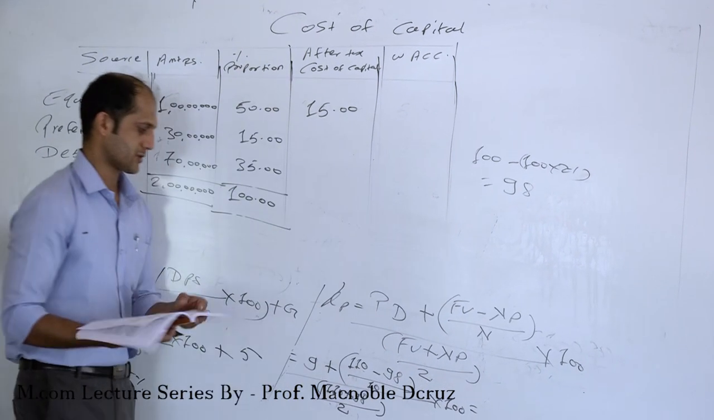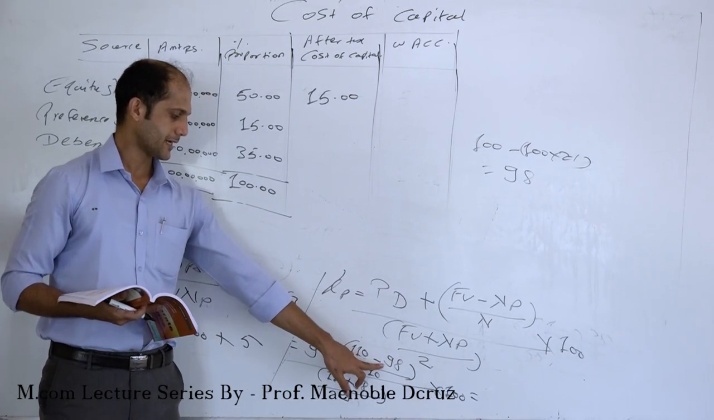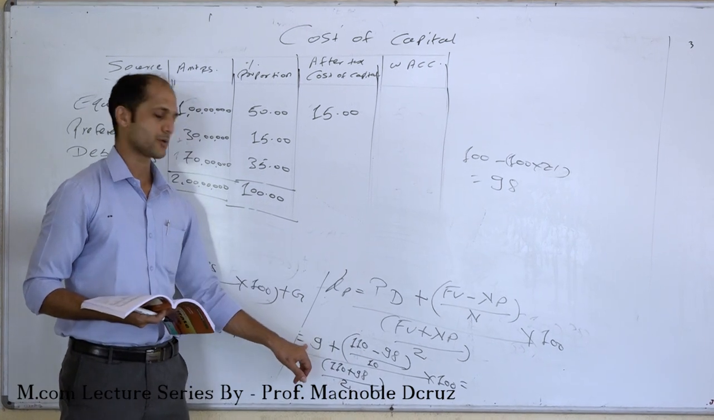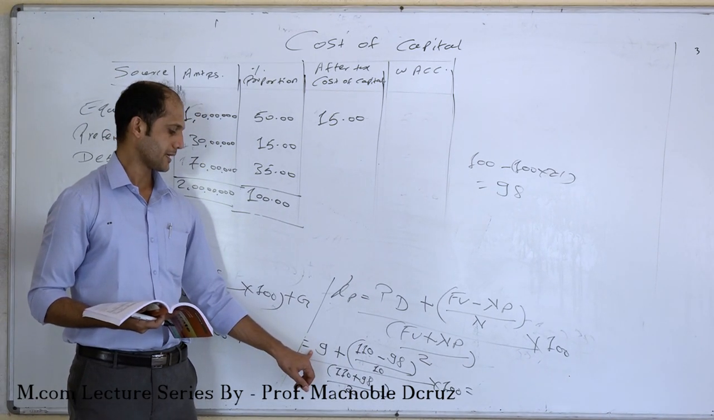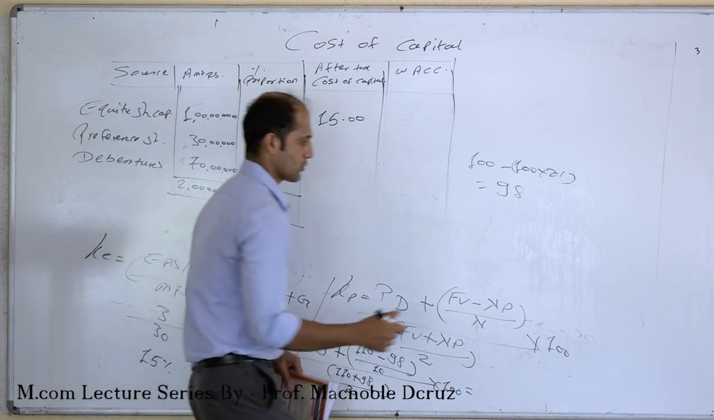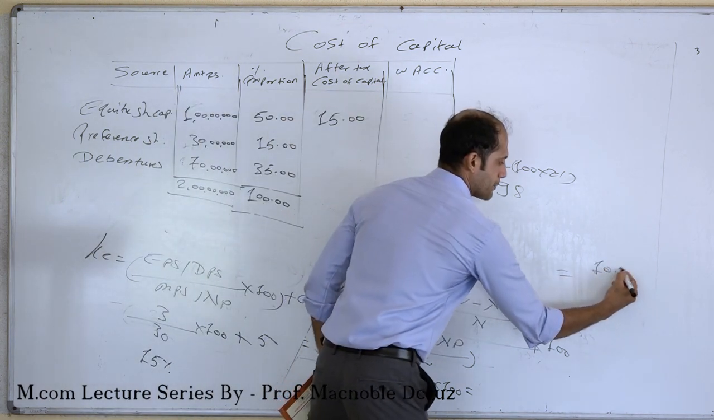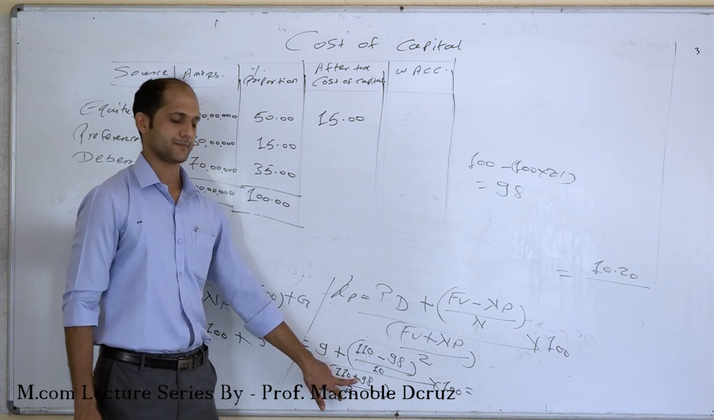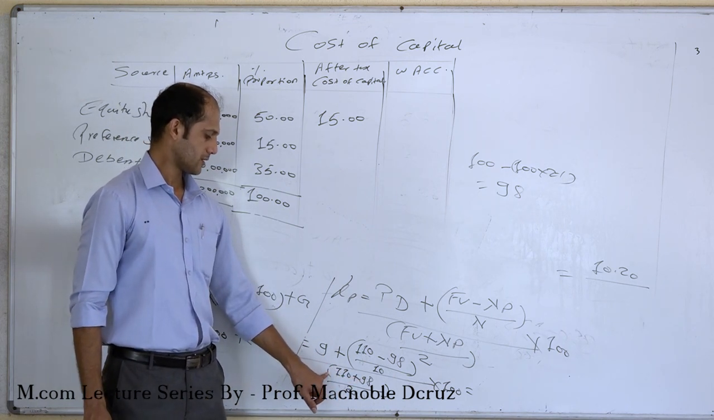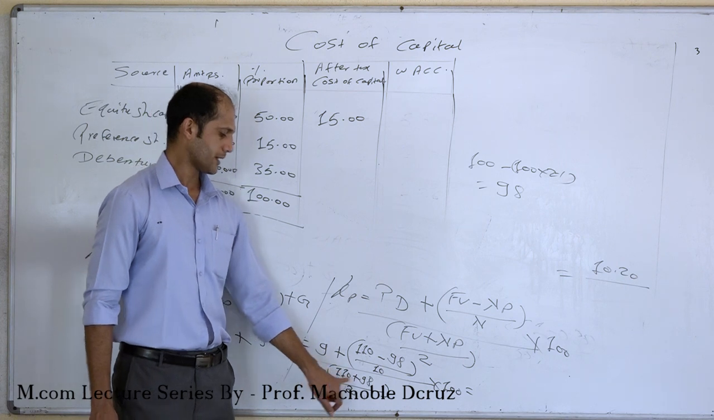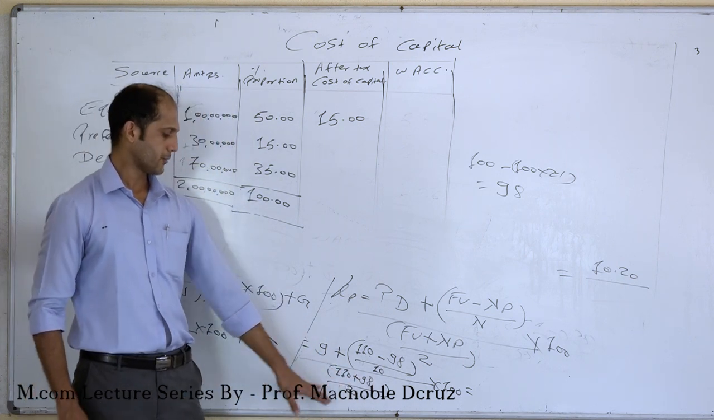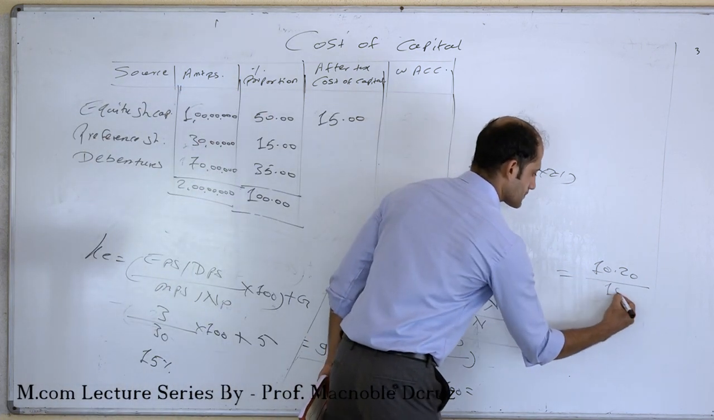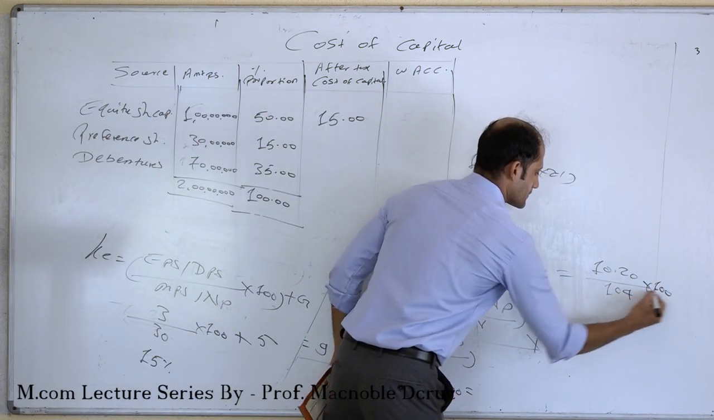You saw this equation. 110 minus 98 is 12, divided by 10, 1.20. You have to add it to 9, so you will get 10.20. So I will continue here. 10.20 divided by 110 plus 98, it will come 208. 208 divided by 2, so the answer will be 104 into 100.